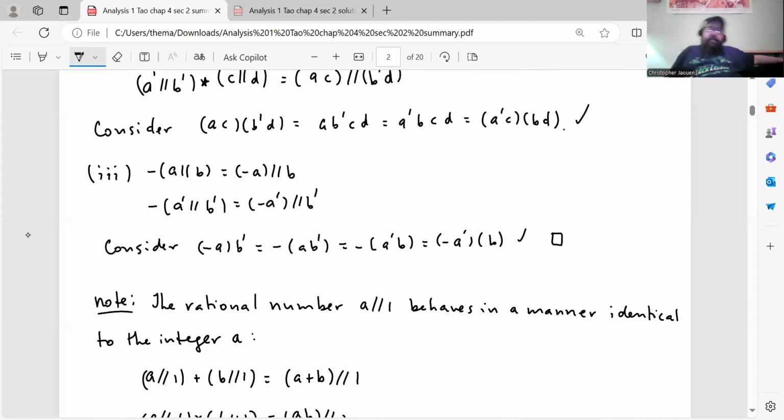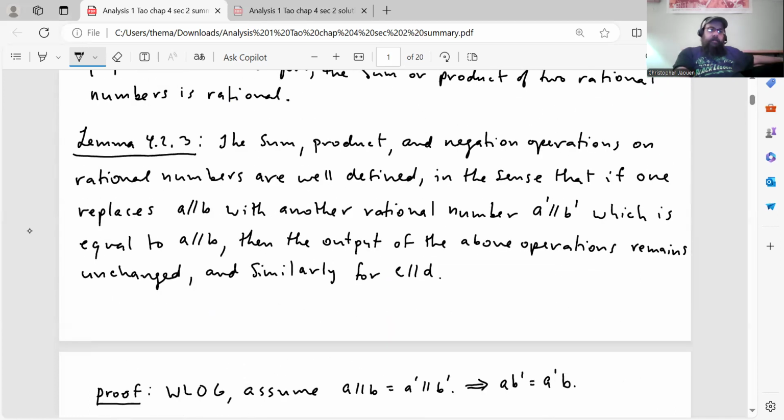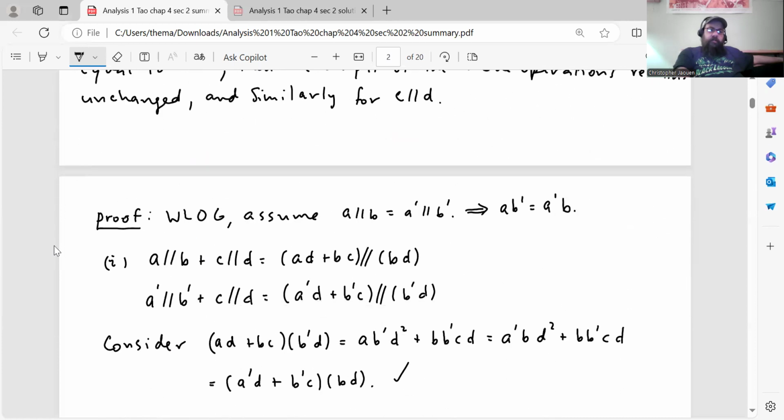All right, and then finally for negation, the negation of a//b is (-a)//b, and the negation of a'//b' is (-a')//b'. And again, we have to check that they're in the same equivalence class, and you can see here by the calculation that they are. All right, and that's the proof that lemma 4.2.3 is true.